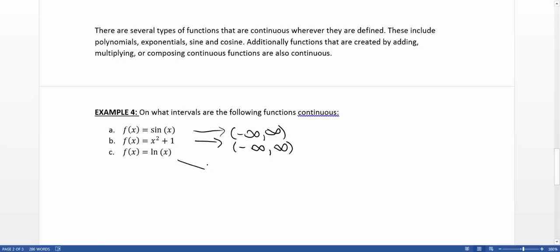That means it's also continuous only when x is greater than 0. So we can write it like that, or we can stick with our other notation and say 0 to infinity. I'm using open brackets again because I'm not including the endpoint of 0. So the natural log of x is only continuous for x values greater than 0.